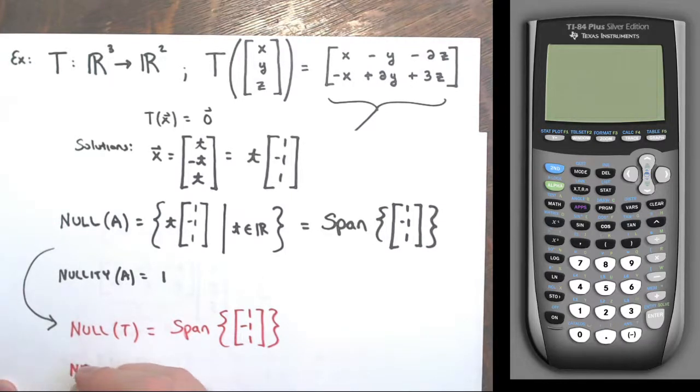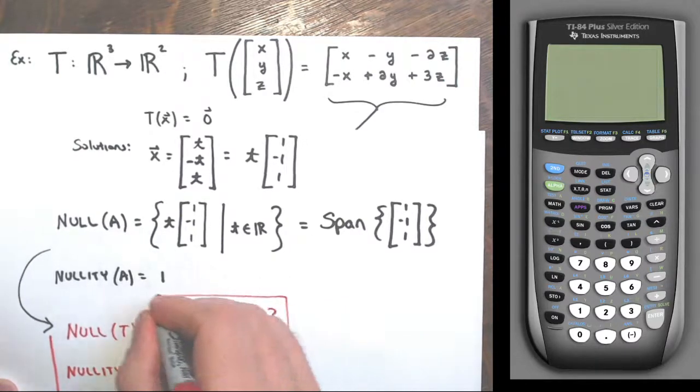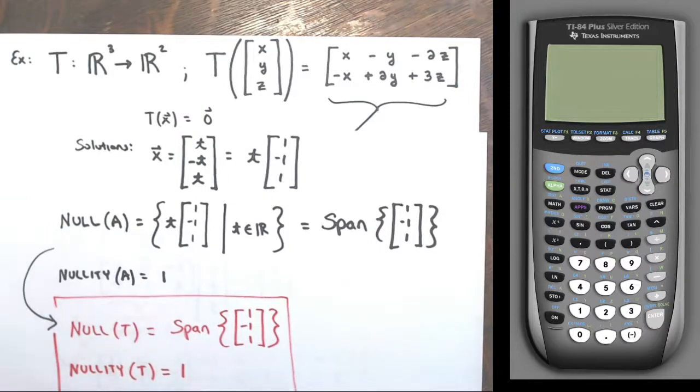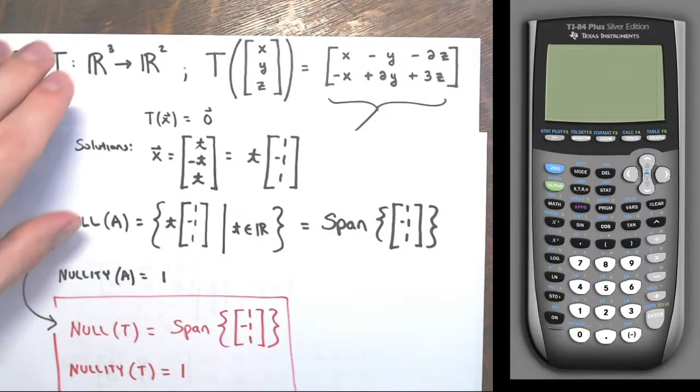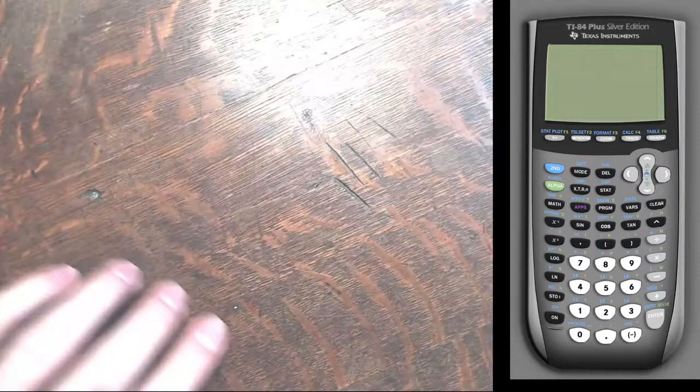And the nullity of the transformation is always the same as the nullity of the standard matrix for that linear transformation. So the nullity of T is 1. Okay. Again, the dimension of the null space. How many vectors are in a basis for the null space, whatever. All right. Great.